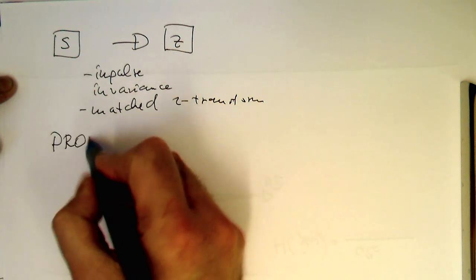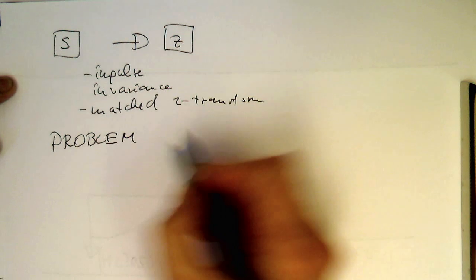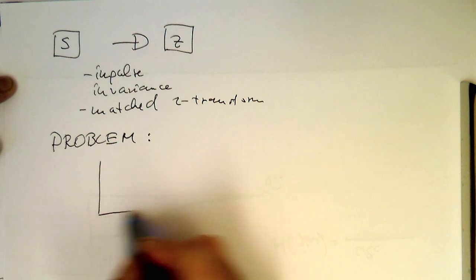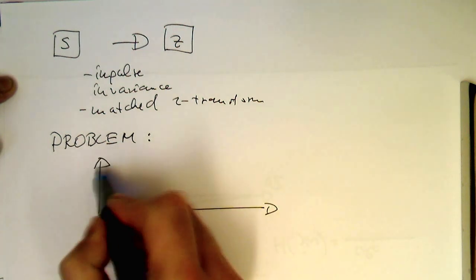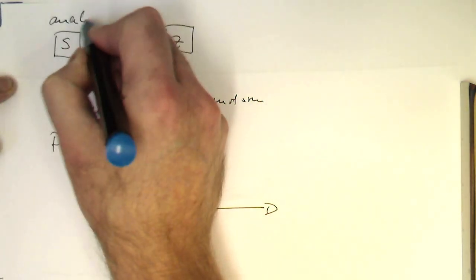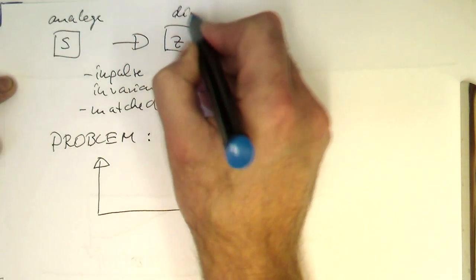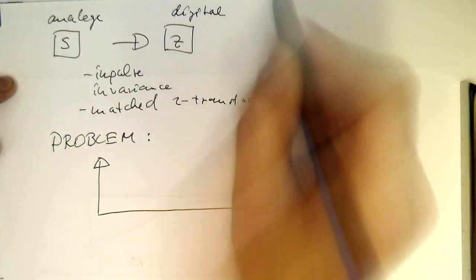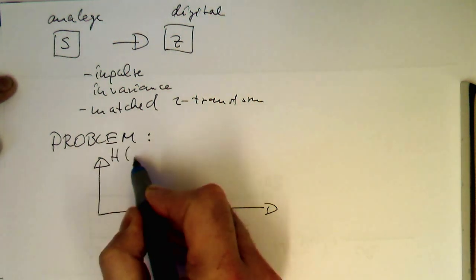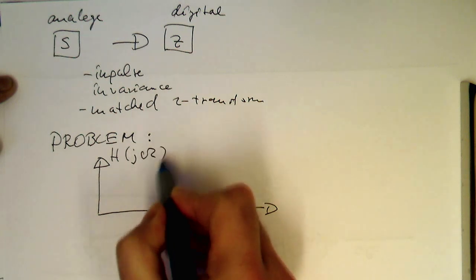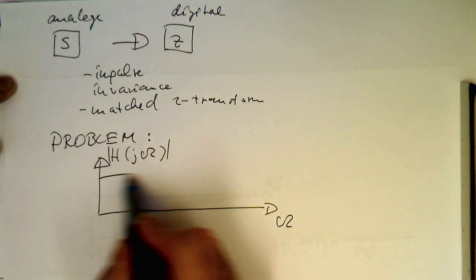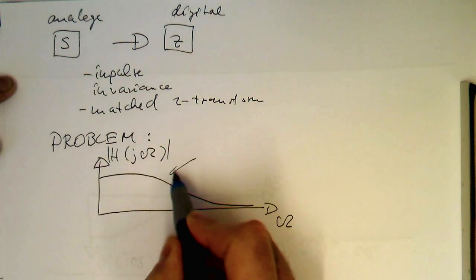So the main problem with these transforms is the following. If we look at the analog response here, so this is our analog domain, we have an analog response H of j capital Omega for analog frequencies, and we've got here the omega. For example, we have a low pass response, so that's a low pass.